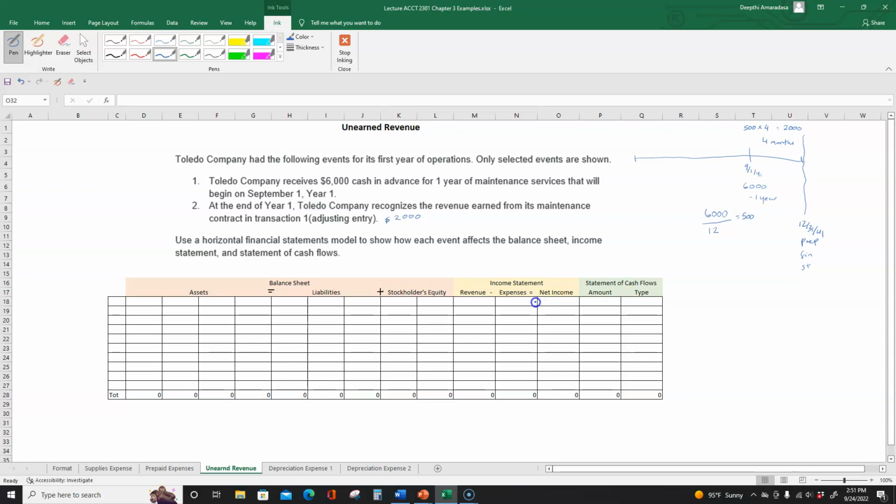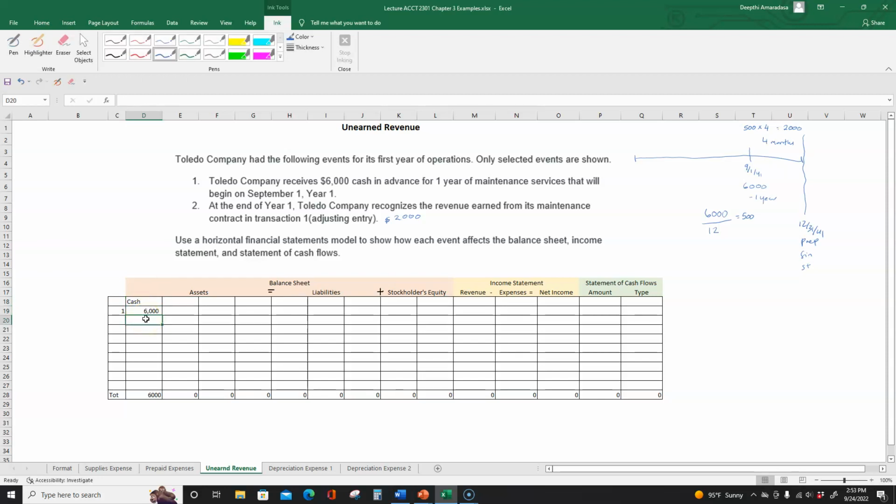Okay, now that we've got all the calculations done, let's go and see how each of these items affect the financial statements. For the first transaction, it says Toledo Company received $6,000 cash in advance for the maintenance services. Let me put 1 here because we're looking at transaction 1. What are the items affected in the balance sheet for this transaction? We know that the company receives cash. Cash is an asset, so cash increases by $6,000. So I'll put that as a positive number here.